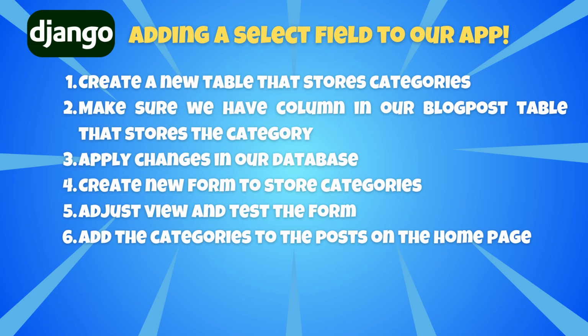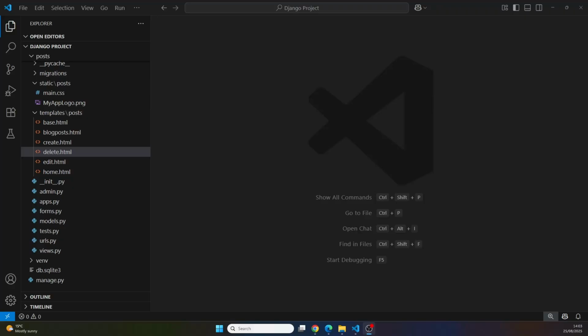and we're going to be adjusting our form to make sure that the user can populate the category. Then we will adjust the view and make sure that our form works in the way that we expect when we want to create and edit some records. And as a last step, we'll also make sure that the categories that we put for each blog post are visible on the homepage. And we're now inside of our code.